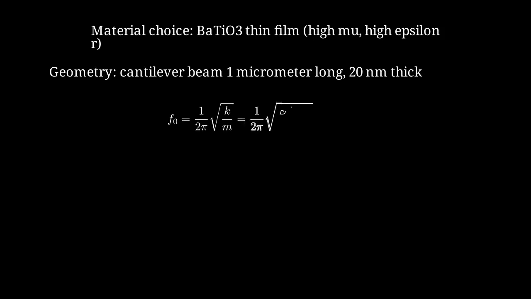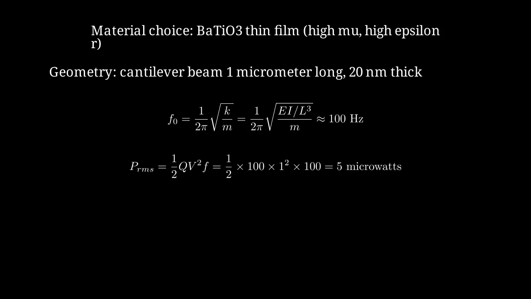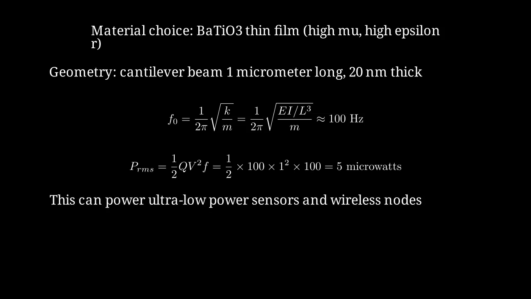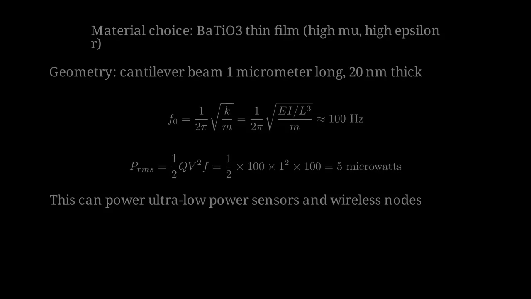The resonance frequency is 1 over 2 pi times square root of k over m, which equals 1 over 2 pi times square root of EI over L cubed over m, approximately 100 Hz for our geometry. The root mean square power output is 1/2 Q times V squared times f. With quality factor 100, voltage amplitude 1 volt, we obtain approximately 5 microwatts of power. 5 microwatts is sufficient to power ultra-low power sensors, wireless communication nodes, and implantable medical devices.